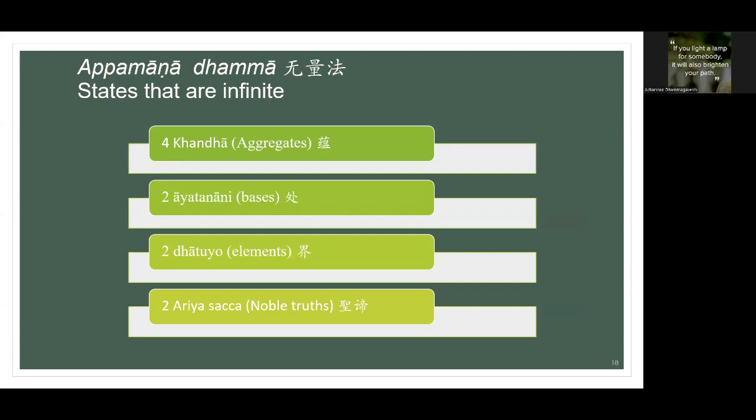Now again, under Appamāṇā Dhamma, we get less khandha, āyatana, dhātu, ariya sacca. So we don't have rupa here. So again, we have only 4 khandha, 2 āyatana, 2 dhātu, and 2 ariya sacca.